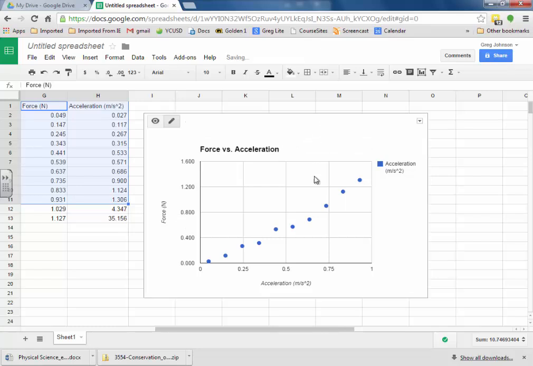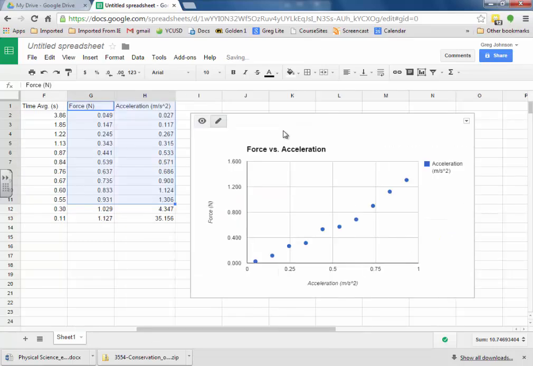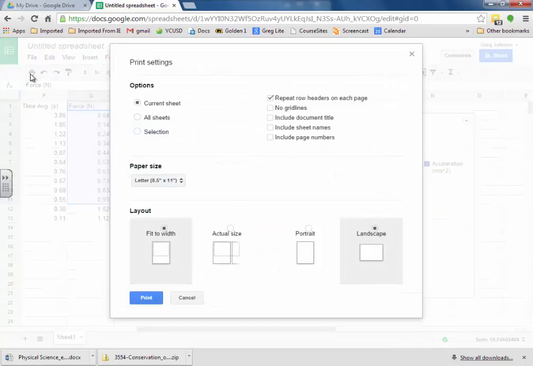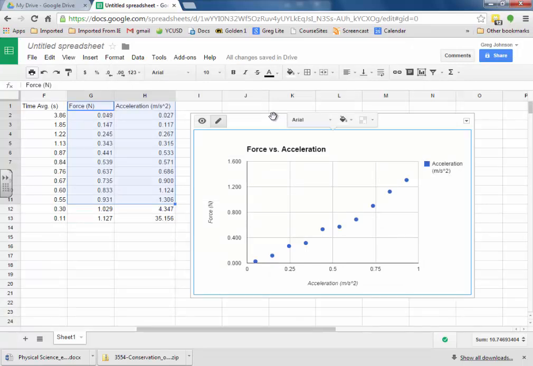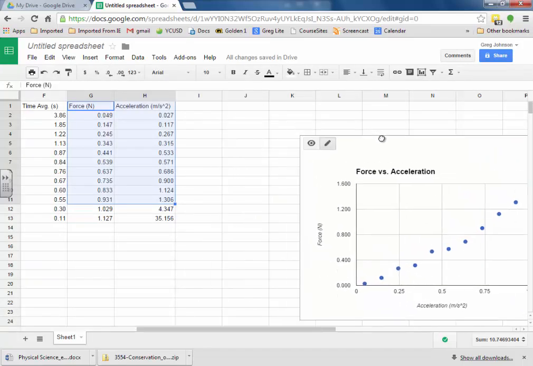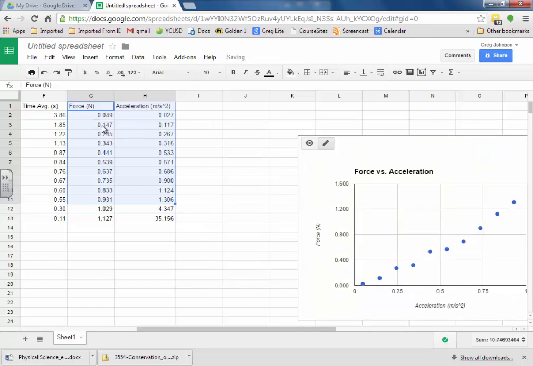At this point, if you wanted to print this out, you could go to the print part. Let's see, where is it? There's the print. And we are going to click on selection. And then if I print that, I will get a print of just this chart. Now, one of the things that I'd really like to know about this chart, and by the way, I can move it, is I'd love to know what the slope of this data is.